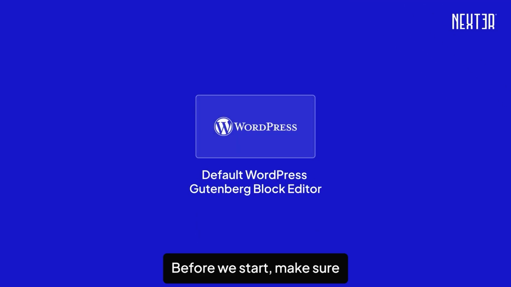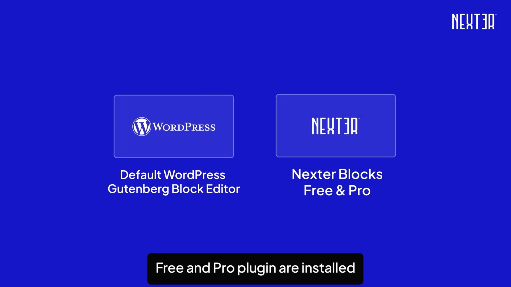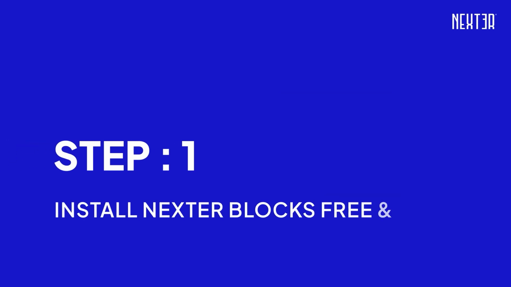So let's dive in. Before we start, make sure the default WordPress Gutenberg block editor is active on your site. Also make sure both the Nextblock Free and Pro plugin are installed and activated on your site. Step 1. Install both the Nextblock Free and Pro plugin.